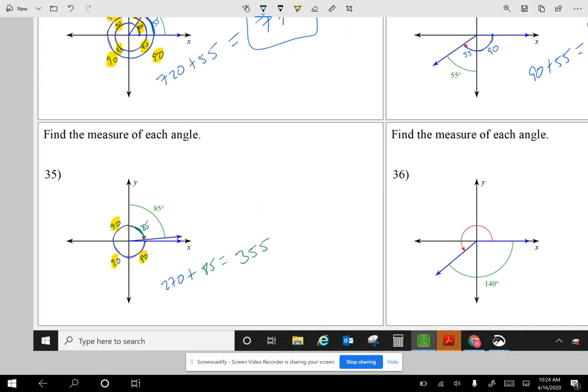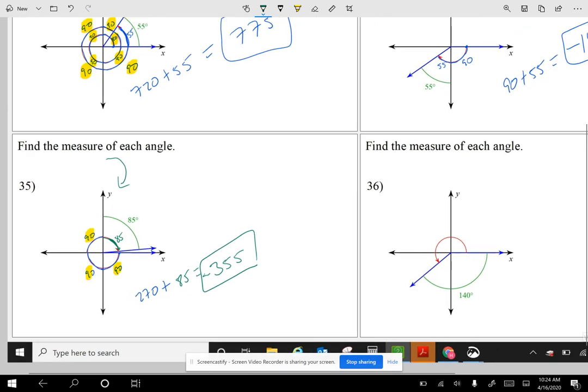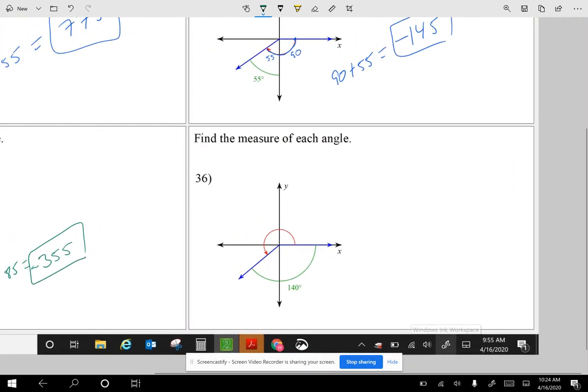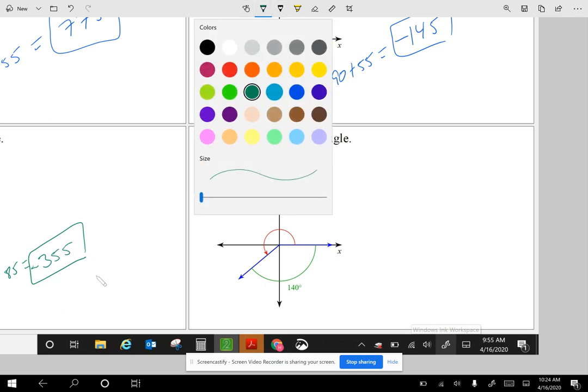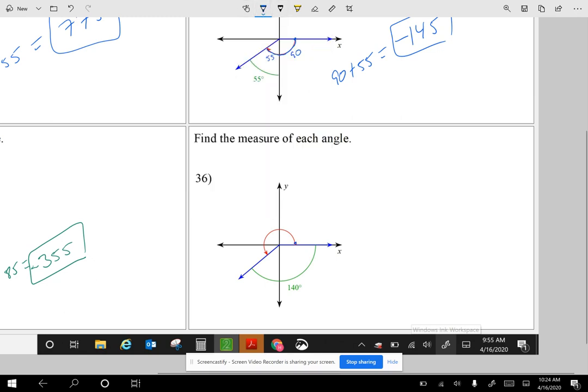I was going clockwise, so it's negative 355. Take a look at number 36. I start here. So far that's 90. So far that's 90. So that's 180. Now here, I have a 140 there.